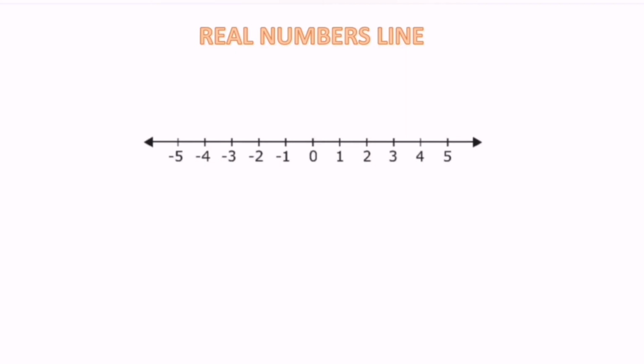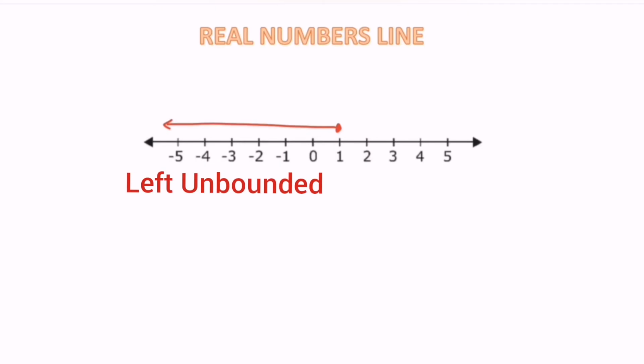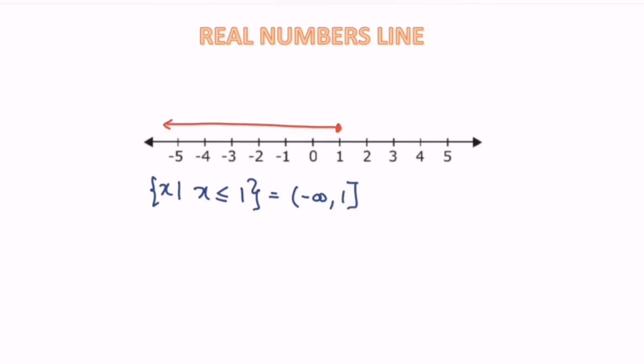Another example, if an interval has no lower bound, then we state that the interval is left unbounded. This is indicated by replacing the left endpoint with a negative infinity symbol. This is a set for all x such that x is less than or equal to 1 for the set notation. If we express the situation in interval notation, it will be parenthesis, negative infinity, and then we have 1, then we close the bracket with a square bracket because the number 1 is included.